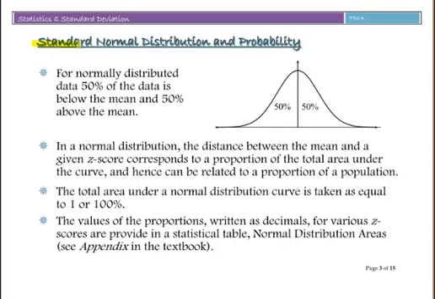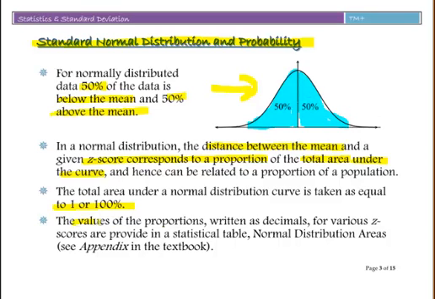So now let's look at standard normal distribution and probability. For normally distributed data, 50% of the data is below the mean and 50% of the data is above the mean, and that's because it's symmetrical. You can see that from this picture here. In a normal distribution, the distance between the mean and a given z-score corresponds to a proportion of the total area under the curve. This area under this side of the curve adds up to 50%. The total area under a normal distribution curve is taken to equal 1, or 100%. So if I add the other side, which is 50%, I get 100%.